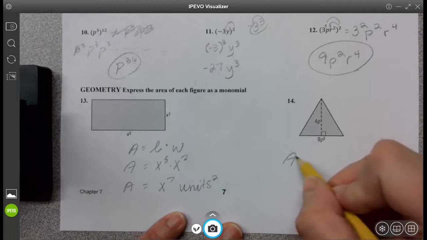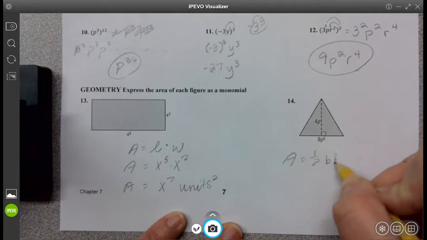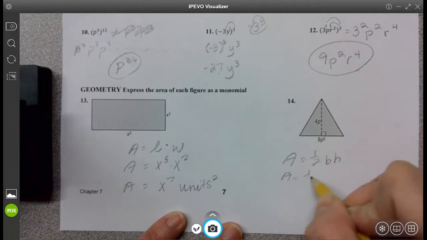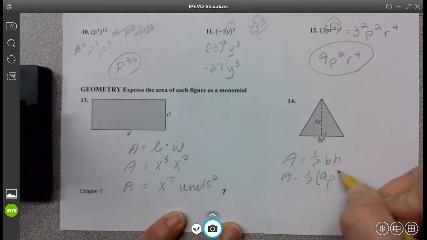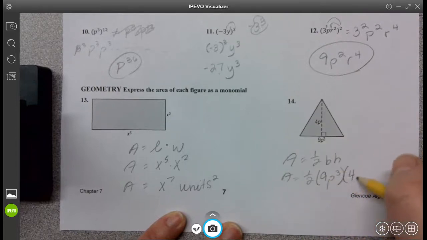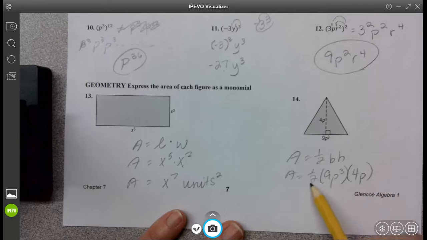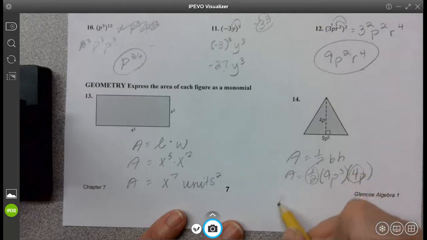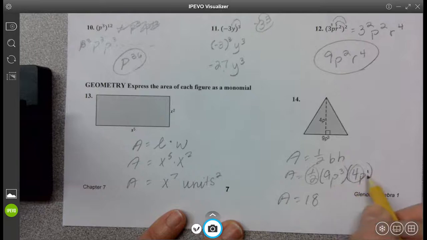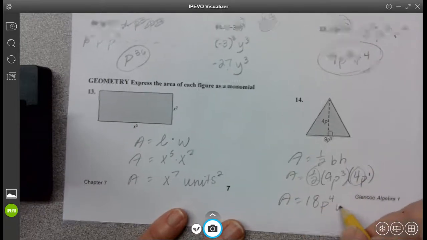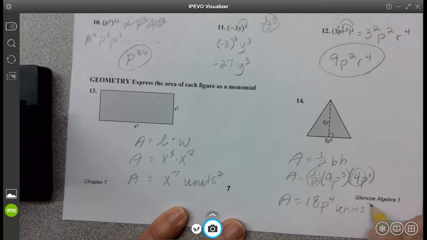Area here is 1/2 base times height. So area here is 1/2 base height. I could do half of 9, but I see that half of 4 is easier. Half of 4 is 2. So 2 times 9 is 18. P to the 1, 2, 3, 4. So my area is 18 p to the 4th units squared.